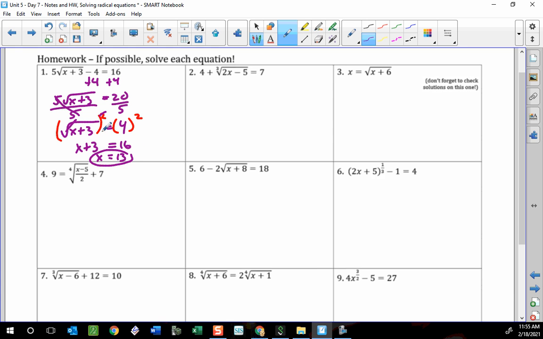I do a quick check. 13 plus 3 is 16. The square root of 16 is 4. 5 times 4 is 20. 20 minus 4 is 16. So, mentally, quick check.